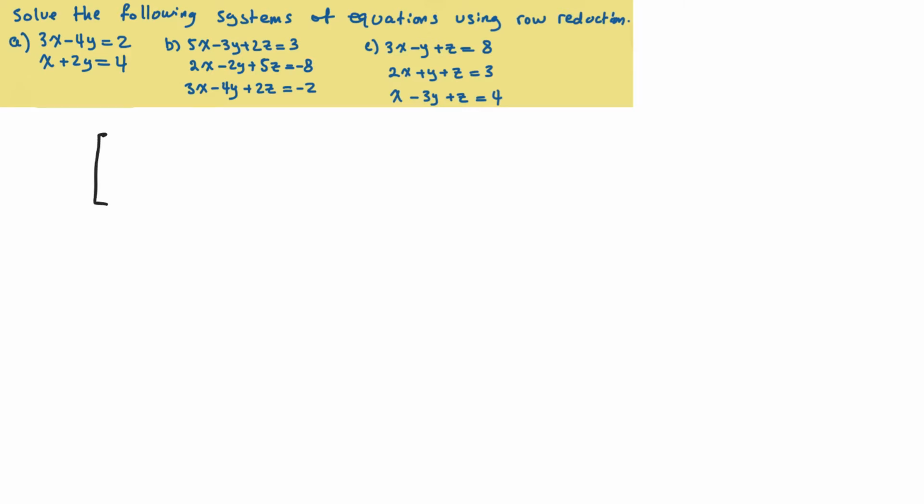We're going to put our coefficients. So coefficient of x is 3, coefficient of y is -4, and that equals 2 on the first row. And for the second one, we have coefficient of x as 1, coefficient of y as 2, and the constant as 4. The goal here is to reduce the bottom left-hand corner to 0.